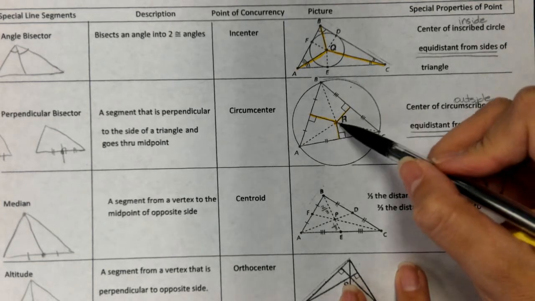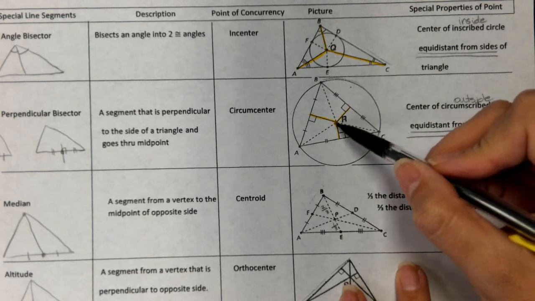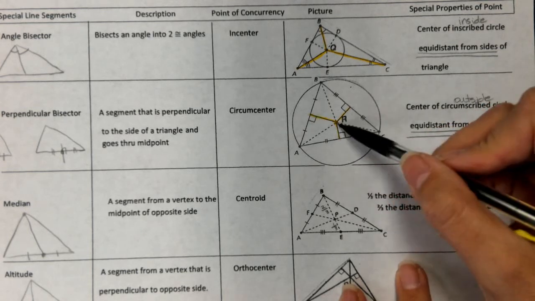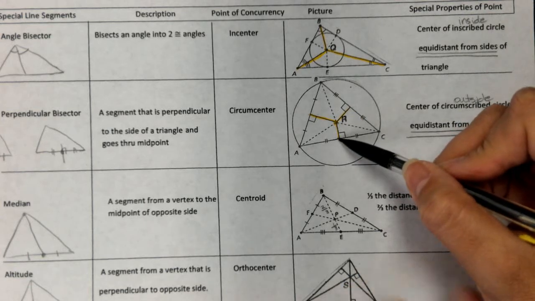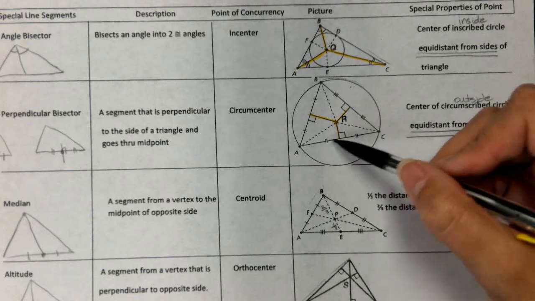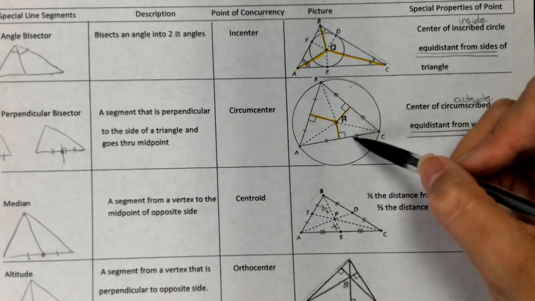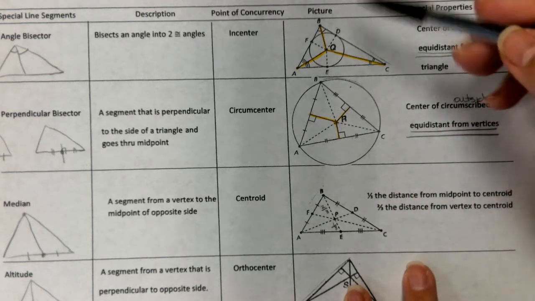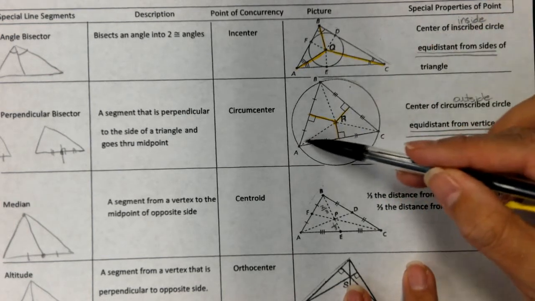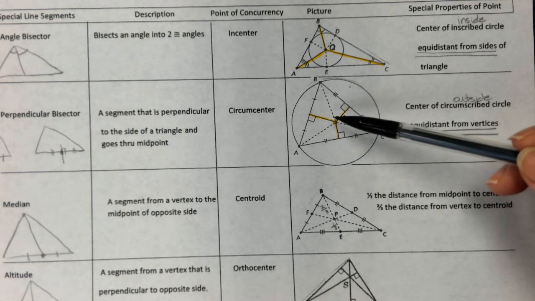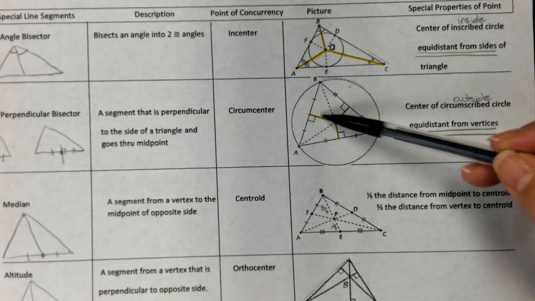So I have highlighted the special line segment. It is a perpendicular bisector. It's perpendicular to each side of the triangle, forming a 90-degree angle going through the midpoint, which means both of those segments are congruent, but it is equal distance from the vertices. So notice on this one and on this one, when we talk about the distance, they are in dotted lines, but your actual special line segment is highlighted.